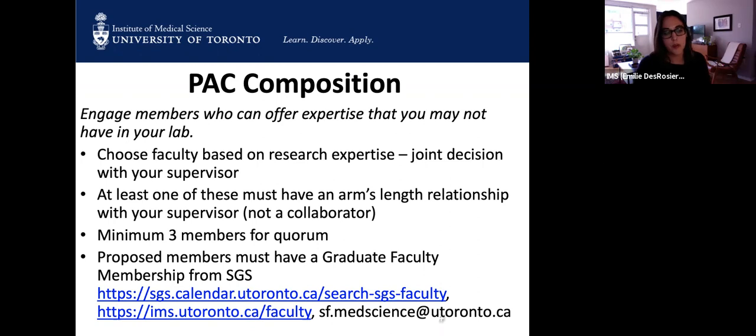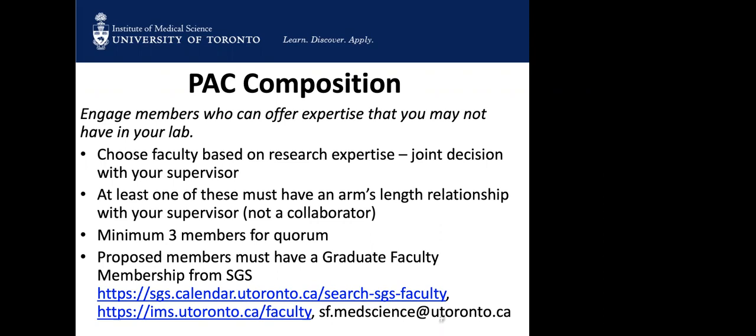With respect to your PAC members, at least one of them needs to have an arm's length relation with your supervisor, meaning that they can't have had a collaboration or publication with your supervisor in the last 6 years. For quorum for PACs to be achieved, you need a minimum of 3 members.